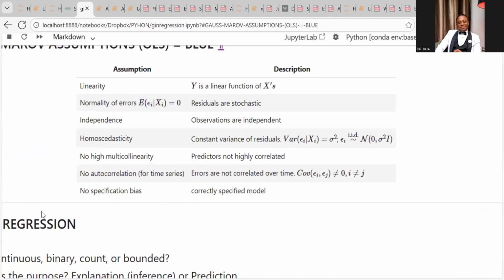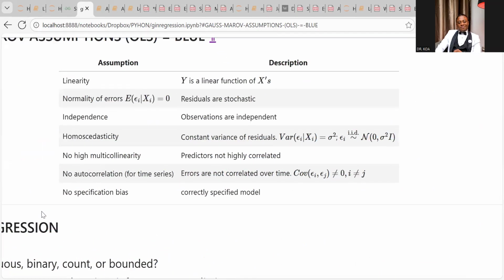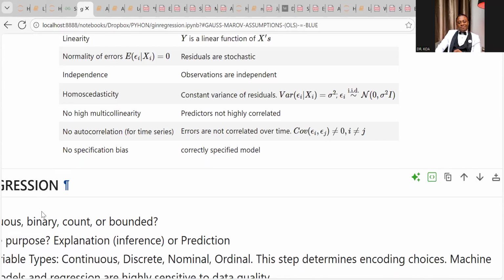So go through the assumptions together: linearity, normality, independence, homoscedasticity, no high correlation, no autocorrelation, no specification bias. Understand these assumptions and ask on the page, can somebody please explain this assumption well for me? Remember, you have a limited time, so you want to learn as much as you can.